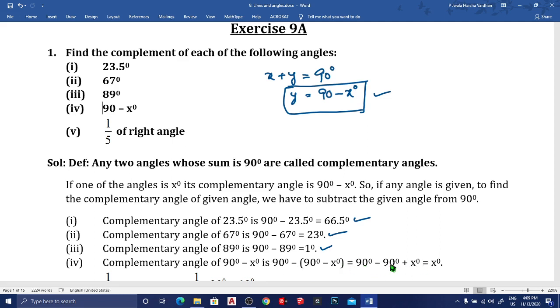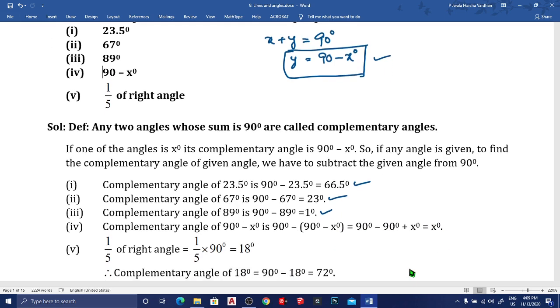So 90 gets cancelled here, 90 minus 90 is 0. You will get x degrees from here. So x degrees is the complementary angle to 90 minus x.